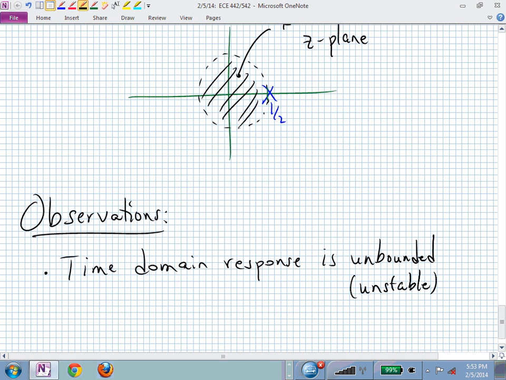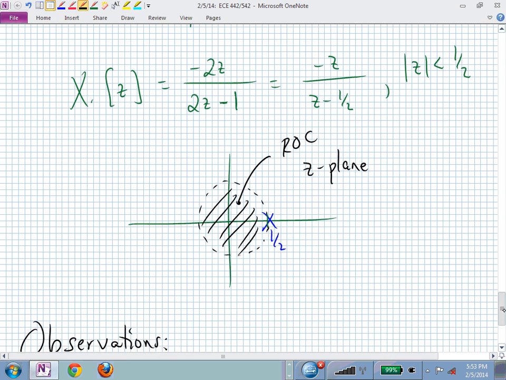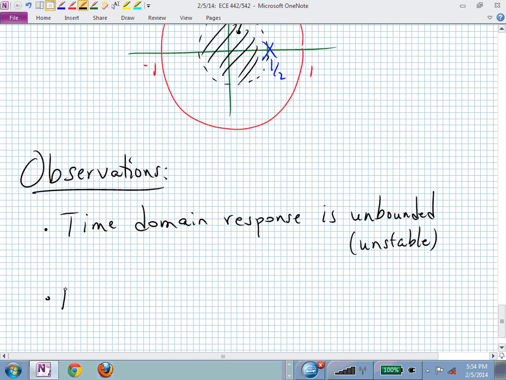Now, this we knew from the beginning when somebody gave us 1/2 to the n, where n was a negative time index. That was given, so we knew that our time domain response was unbounded. But what we can look at here is, where is this region of convergence relative to the unit circle? Here's the unit circle. Is that unit circle contained inside the region of convergence? By that I mean the region of convergence would need to shade and cover up that unit circle. So that's an observation we can make. The region of convergence does not contain the unit circle.